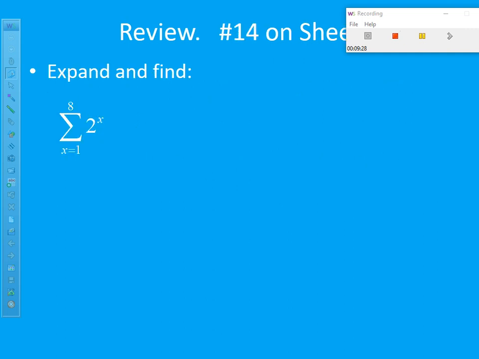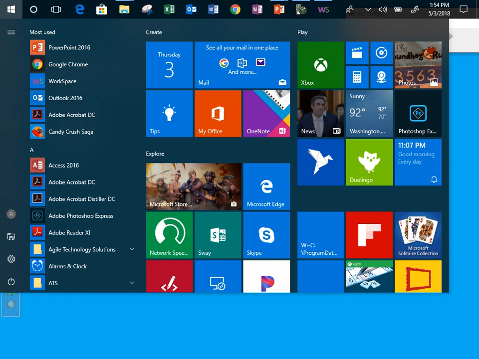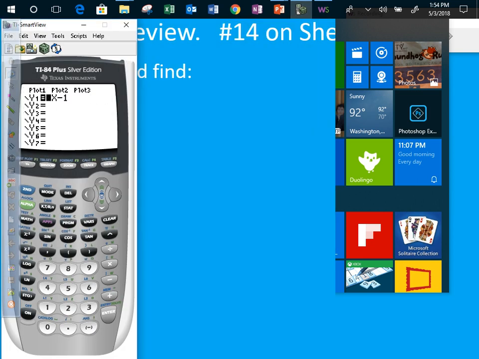Looks like the next one I'd like to do with you is number 14 on your worksheet. Guys, remember when you see the word expand, that means you're going to show the terms that you're adding up. Now, I gave you a shortcut this year on how to do this. I'm going to add up the first 8 terms generated by 2 to the x. So you're going to come into your calculator, go to y equal, and hit 2 caret x. Then you're going to go second table, and make sure your 1 is at the very top.